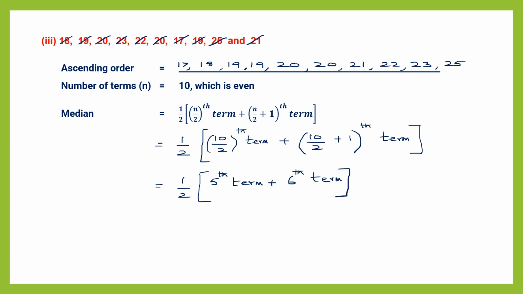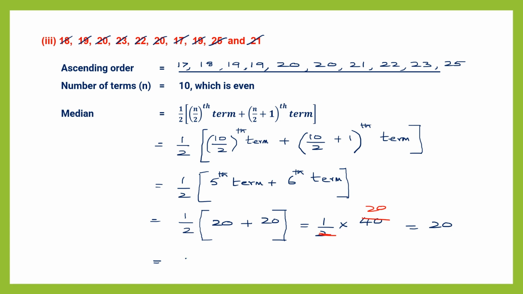So let's see that now. 1 by 2 into, now which is the fifth term? 1, 2, 3, 4, 5. That is 20. So the fifth term is 20, plus, what is the sixth term? 1, 2, 3, 4, 5, 6. That is also 20. So this will now be 1 by 2 into 20 plus 20, which is 40. Now let's cancel. 2 ones are 2, 2 into 20 is 40, 1 into 20 is 20. So we have found our median. Our median is 20. So this is our answer.